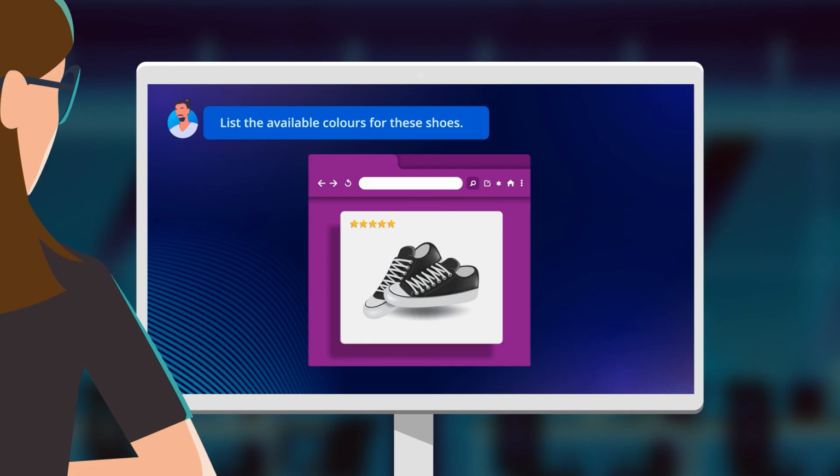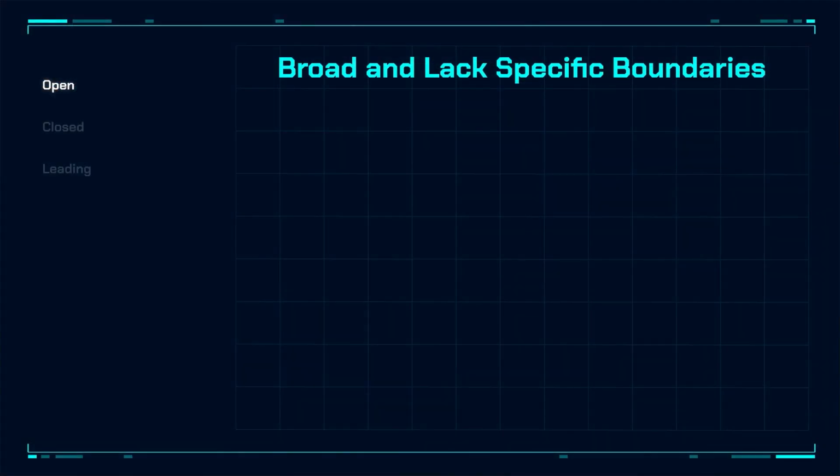Question-based prompts can be further broken down into open, closed, and leading questions. Open questions are broad and lack specific boundaries. For example, how has chocolate influenced humanity? Is an open question that allows for expansive answers. The response might cover the early use by the Mayans and Aztecs, the introduction to Europe, the social and ethical implications of the chocolate industry, or other details that you may not have considered.